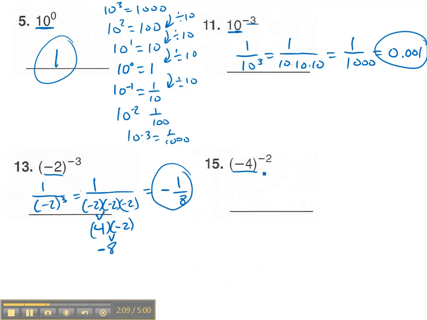Again, we have a base number that's negative. It's 1 over that same base number to the positive exponent. So that's 1 over negative 4 times negative 4. Negative 4 times negative 4 is positive 16, so we have 1/16 here.